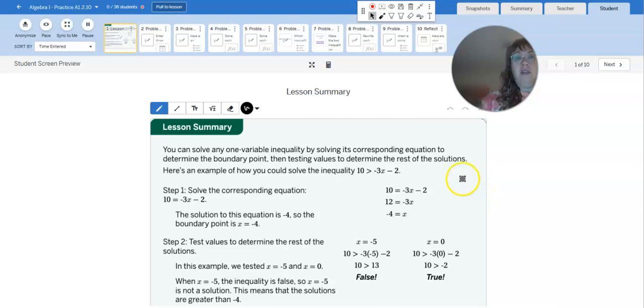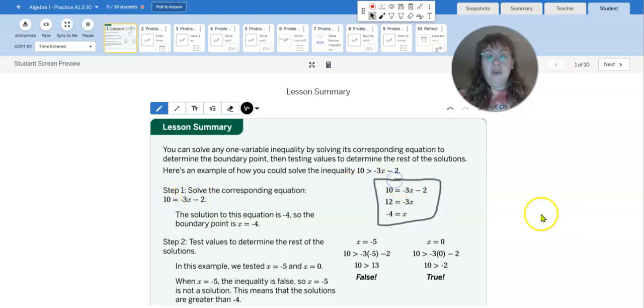So here's an example of how you could solve the inequality 10 is greater than negative 3x minus 2. You could solve the corresponding equation of 10 equals negative 3x minus 2. Add 2 to both sides to get 12 equals negative 3x. Divide by negative 3 to get x is negative 4. Now, the solution to this equation is negative 4, so that's where your boundary point is going to be. Since it's a greater than symbol, it's going to be an open circle on negative 4.